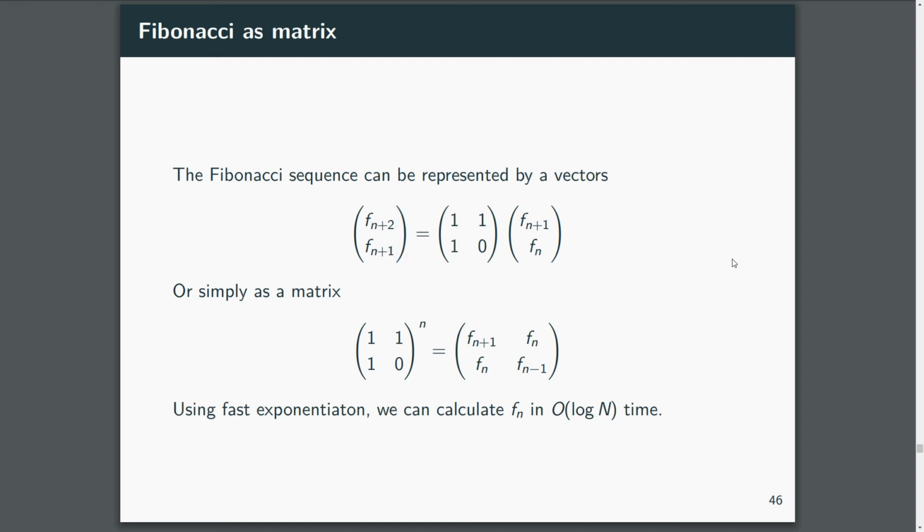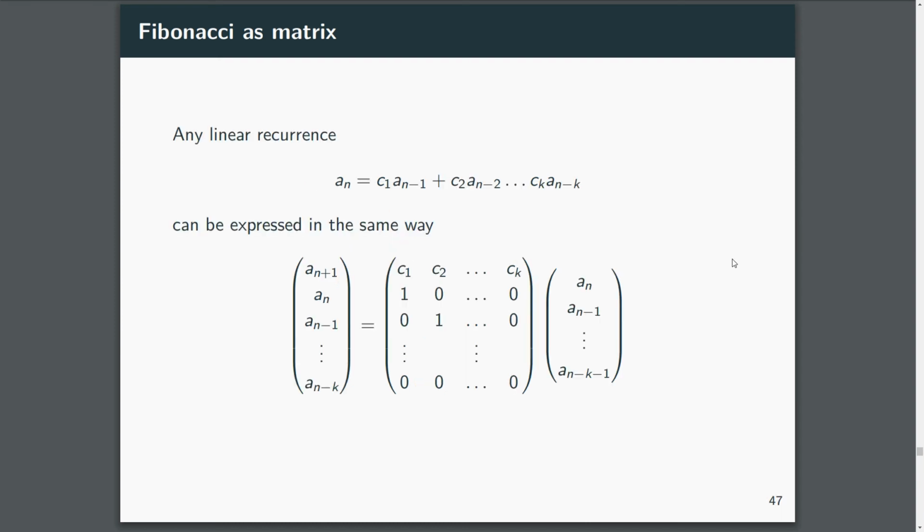So we can generalize this to any linear recurrence. So here we have that the nth value is equal to some c1 times a of n minus 1 plus c2 times a of n minus 2, and so on. So we have these coefficients here.